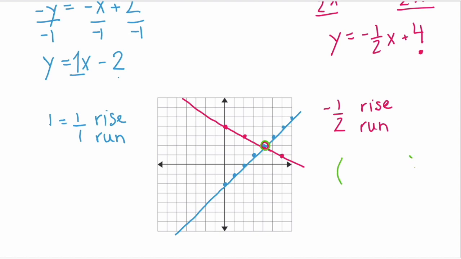So we need to find the x and the y value. So the x is 1, 2, 3, 4. And the y value is a positive 2. So the point 4, 2 is where these two lines intersect and is the graphical solution for this system of equations.